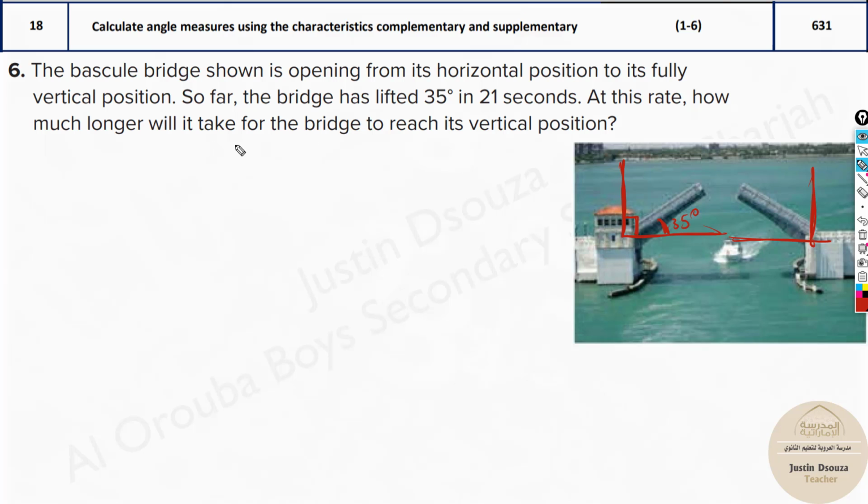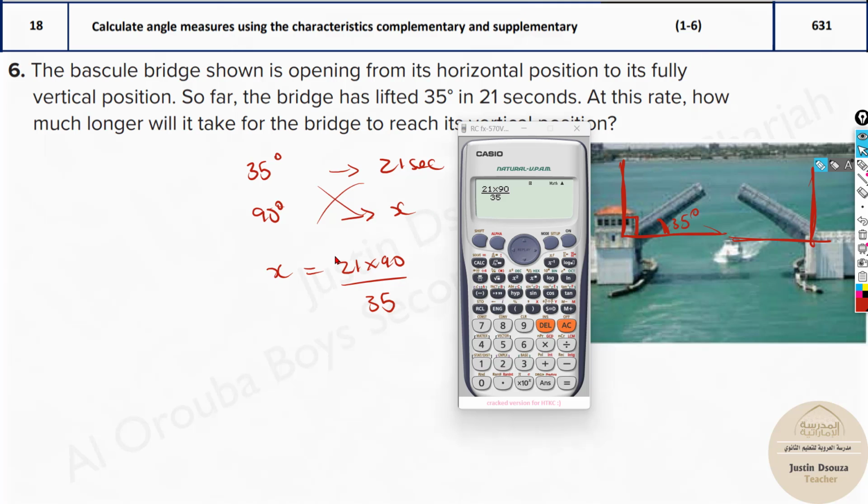So let's just write this. We know 35 degrees has taken 21 seconds, right? So for 90 degrees, how many seconds will it take? Just cross multiply here. The x goes to the other side, will equal 21 times 90 by 35. Just put it in the calculator now. So I have just written 21 times 90 by 35. So it will take 54 seconds. So x is 54 seconds to open up 90 degrees.